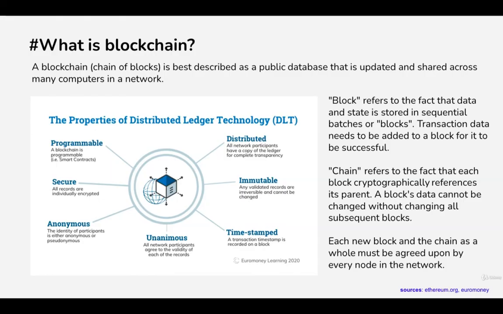While a chain refers to the fact that each block cryptographically references its parent. So a block's data cannot be changed without changing all subsequent blocks.